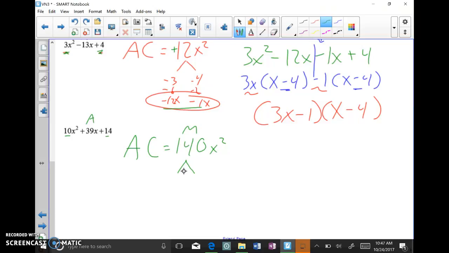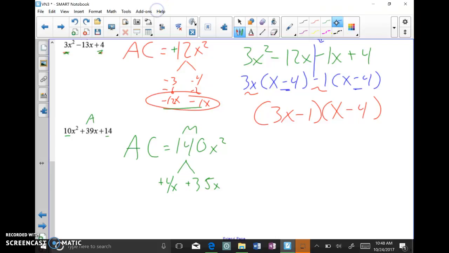That's real helpful. So I'm looking for 39, and you don't see my calculator, but I can see that 5 times 28. Well, what's 5 plus 28? 5 plus 28 is 33. So that was close. But 4 and 35, that's going to do it. It's 4 and 35. They multiply to 140, add to 39, and they're both going to be positive.